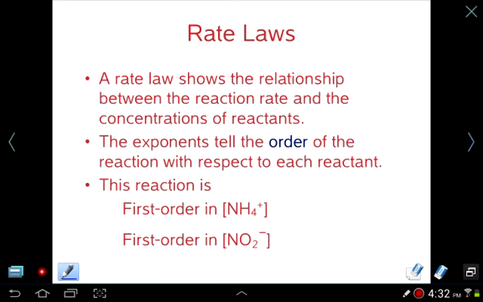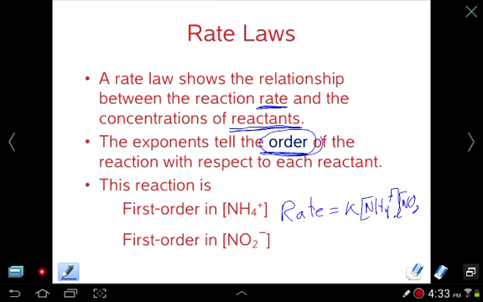We'll say a few more things about rate laws, or really let's talk about what the rate law idea actually means. The rate law shows the relationship between the rate and the concentration of your reactants. So if you double a reactant, what does it do to the rate is the idea. The exponent on the reactants tells what's called the order of the reaction with respect to each reactant. So the reaction we just looked at, which recall was rate equals K times both our NH4 plus and our NO2 minus, and both of these had a 1 in the exponent.